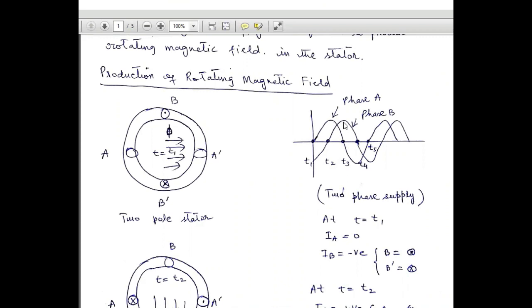phase A by 90 degrees. And if we observe the slots, this is A and this is B. So from A to B, we are moving from leading to the lagging current, and the direction of magnetic field is also from A to B, or the direction of magnetic field is clockwise. So clockwise means from A to B, and from A to B, this magnetic field is actually moving, and this is also the phase sequence.